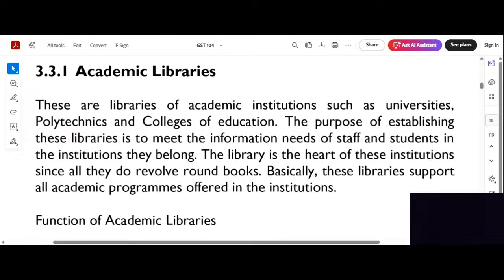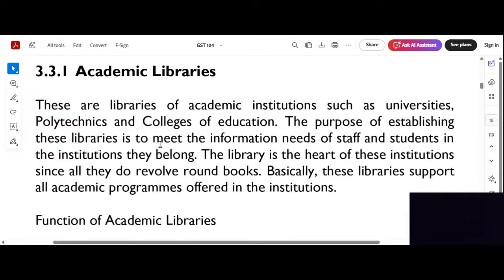When you go to Unilag, the library in the Unilag is an academic library. When you go to Uniport, the library you see in Uniport is an academic library. When you go to a college of education, the library in that place is known as academic library. Any library situated, run, and maintained by an institution like a higher institution like university, polytechnic, colleges of education, we call them academic library. That is what you should know about academic library.